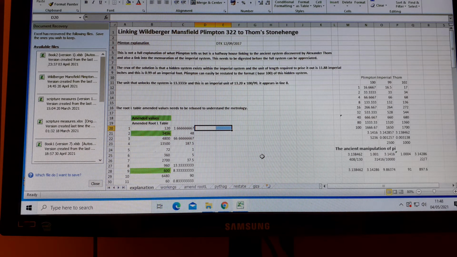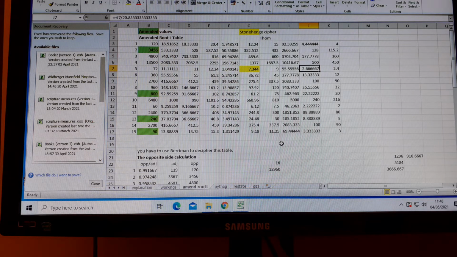Today we're going to look at the short paper produced by Wildberger and Mansfield on Plimpton 322. They produced a short set of values from the original tablet, and these values have been amended over the years, and they identified the amendments. And this is a table of the amended values. It's called the root L table.